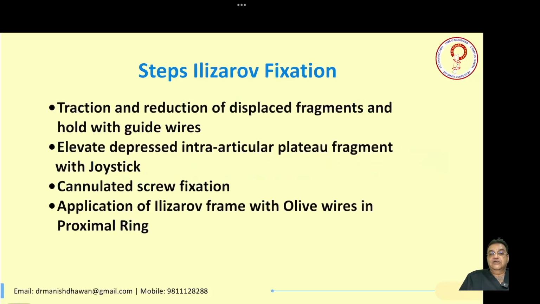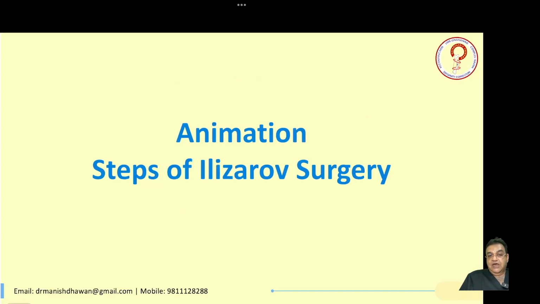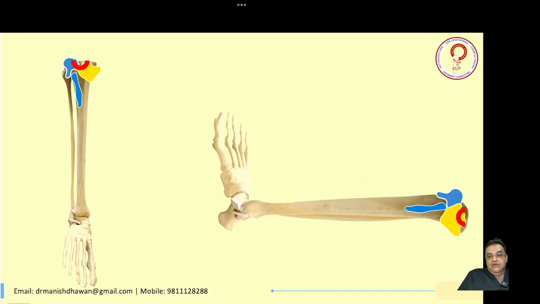So what are the steps in Ilizarov fixation? First you give traction and reduction of displaced fragments and hold them with guide wires. You have to elevate the intra-articular plateau fragment with a joystick. This is basically a 3 mm K wire. Cannulated screw fixation is done later on, and application of Ilizarov frame with olive wires in proximal ring. I will show you an animation of how these steps are done, and then I will show you how we do the actual surgery. These are the fragments which we have marked on our X-ray.